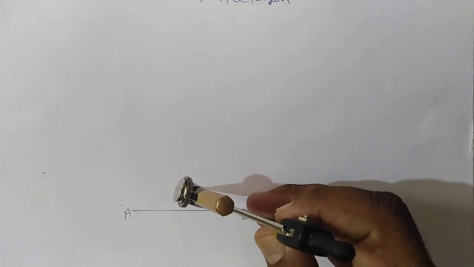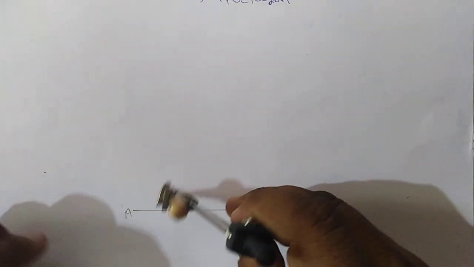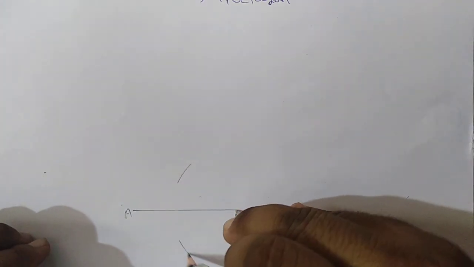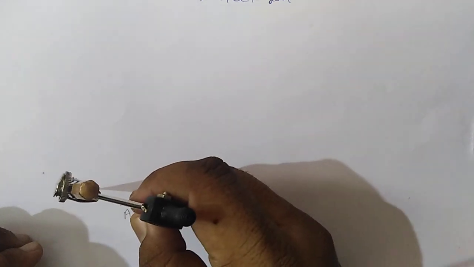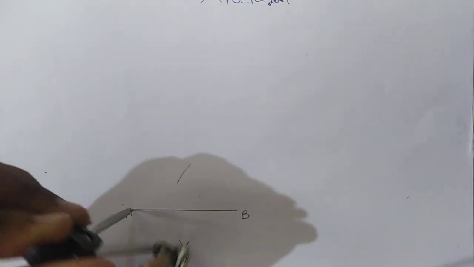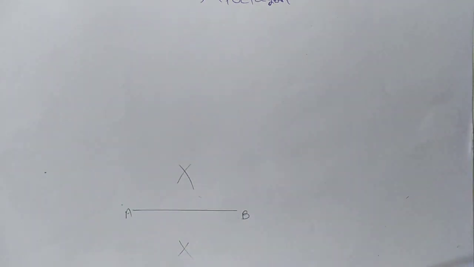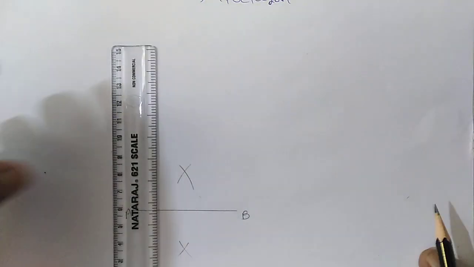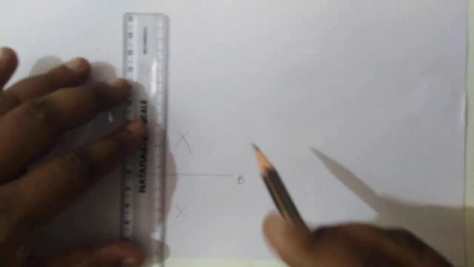Okay, here you have to mark A and B. Now what you have to do, you have to take more than half measurement and draw arcs perpendicular to this line AB. This is the arc up and down. Here you have to also mark the up and down arc. You have to just join this vertical line.